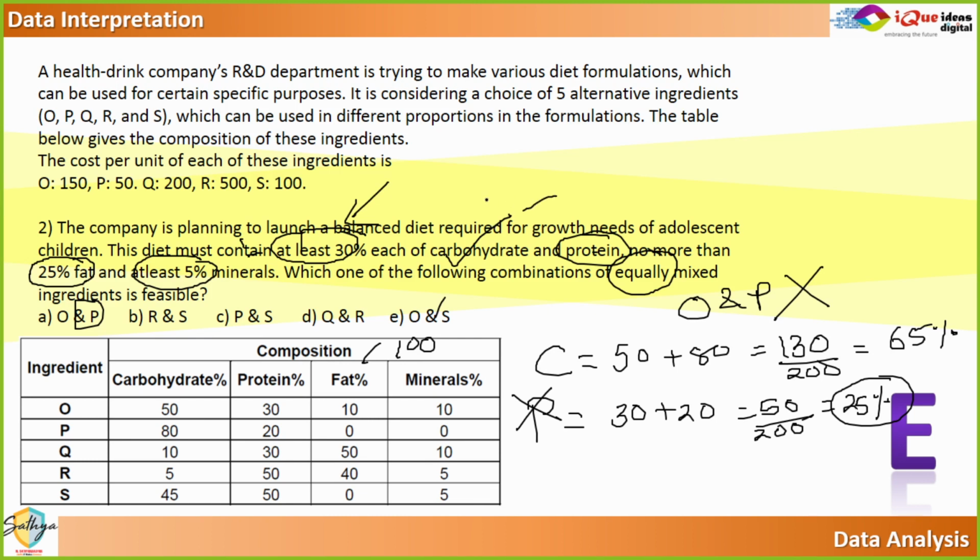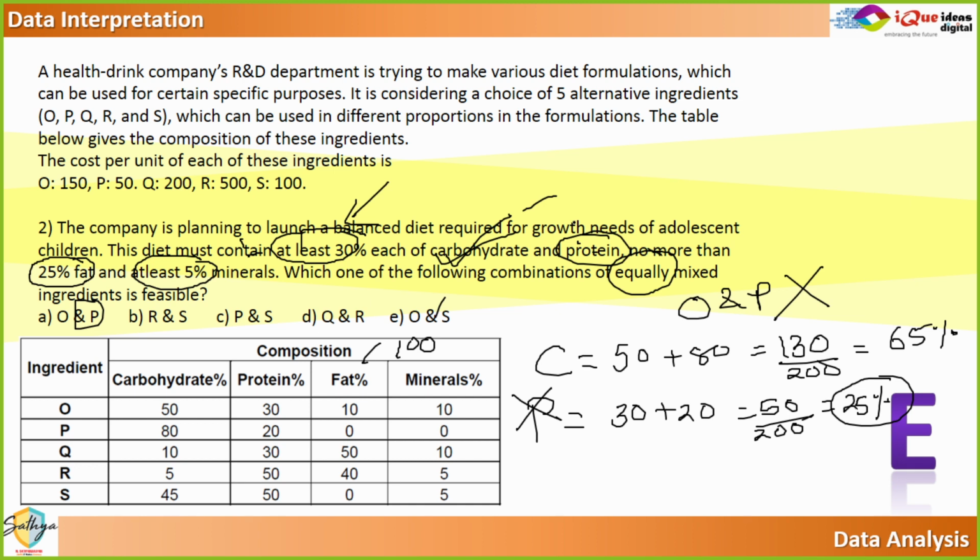So see, एक conditions check करते हो. If the first condition of carbohydrate matches, only then you need to check for protein. Protein का भी, if it matches, then you check for fat. If fat is also satisfied, then you check minerals. If any one of the conditions does not get satisfied, automatically cancel that answer. You don't need to check ahead. Right? You will check the next condition only when the previous condition is met.